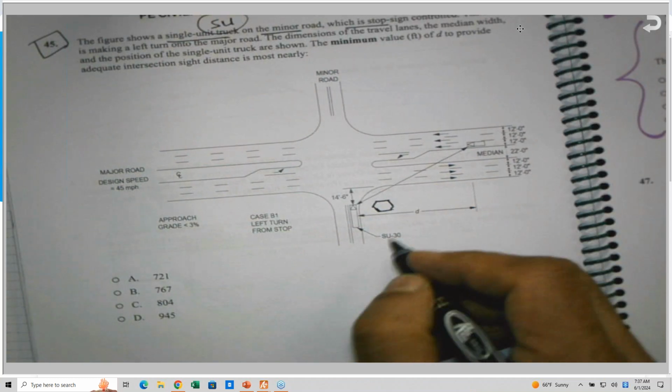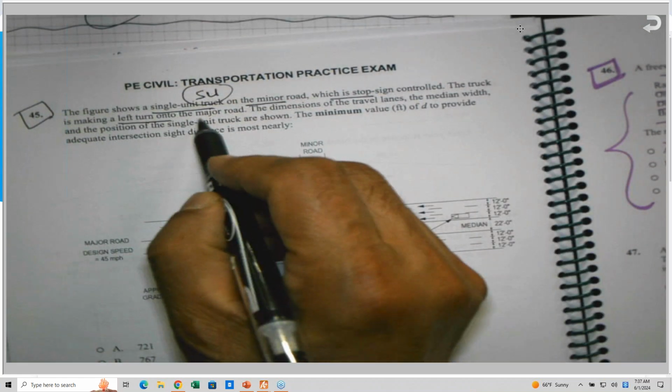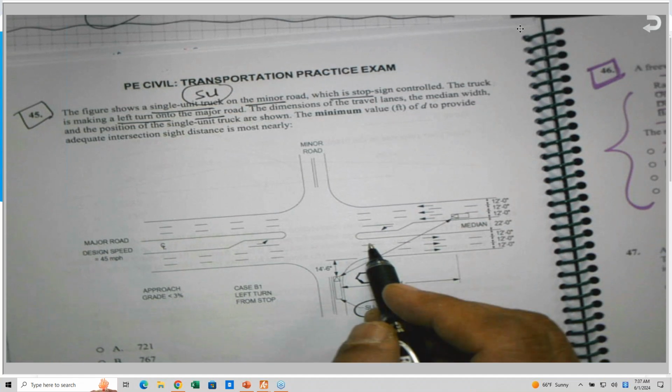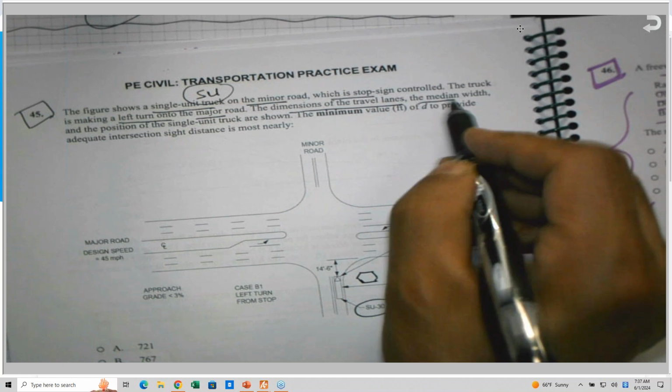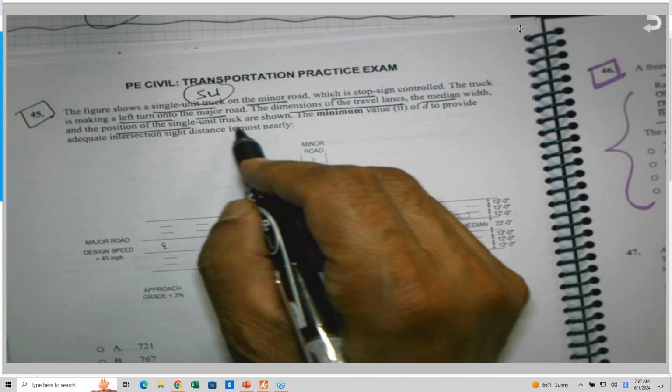Okay, and this is SU theory. Theory means that it's 30 feet. The truck is making a left into a major road. So this is a major road. And the dimension of the travel lane, median width, position, all these things are given.